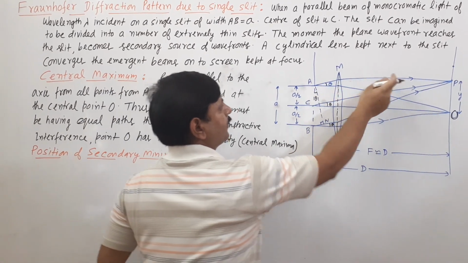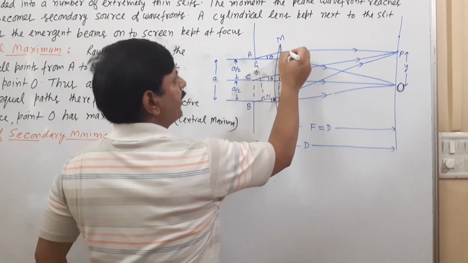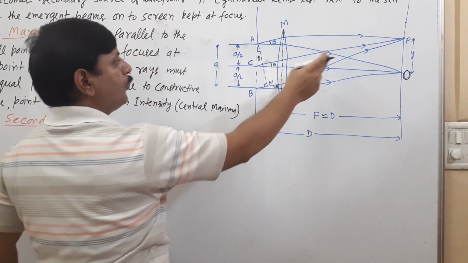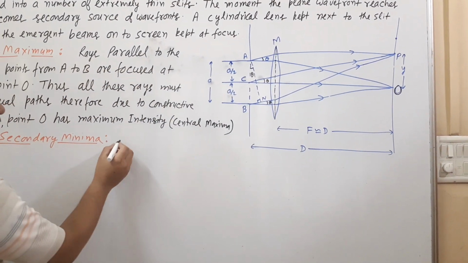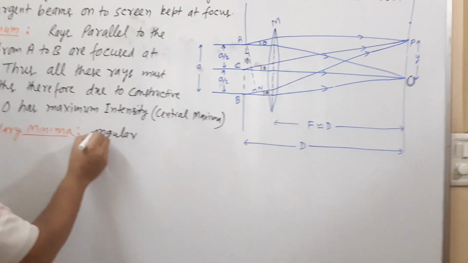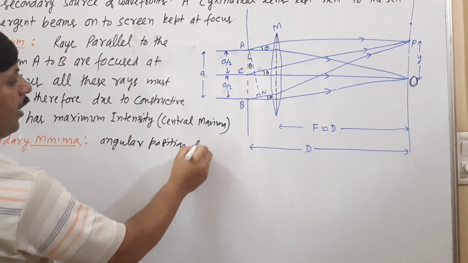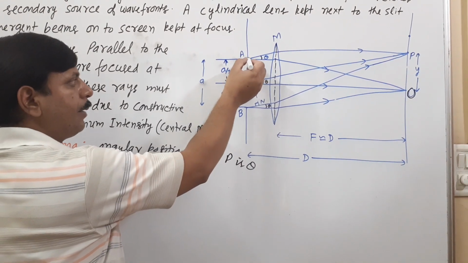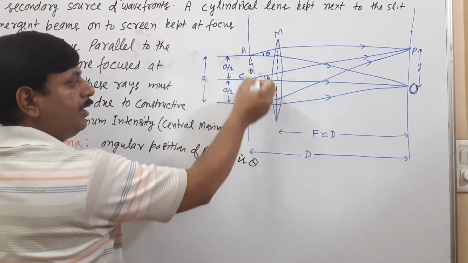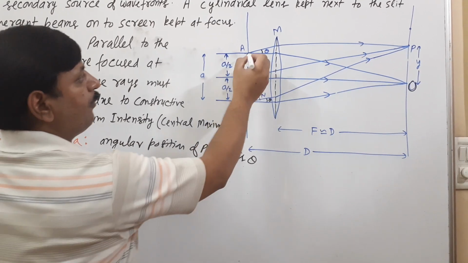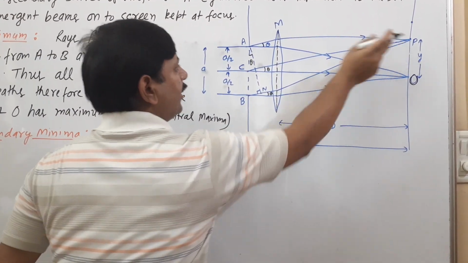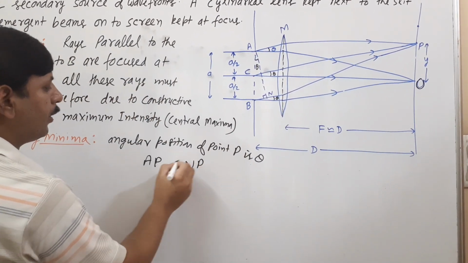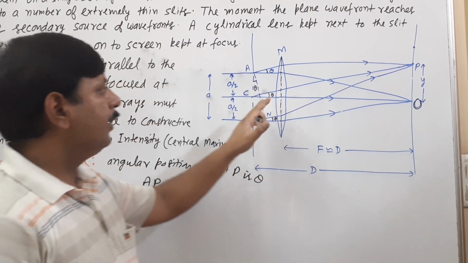See here, from point A the light reaches P by the path AMP, and from point B it reaches by this path. The angular position of P I have taken as theta. Now, if I draw a perpendicular AN upon the ray BP, then the path lengths from A to P and from N to P are equal.